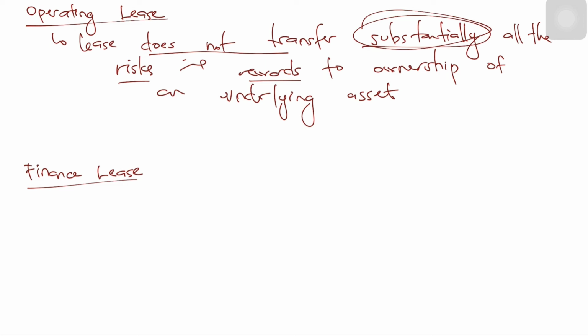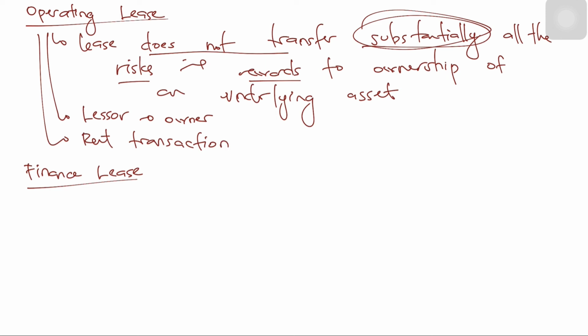Ibig sabihin here, in operating lease, who is the owner? The owner will still be the lessor. Once again, the lessor will still be the owner of the property. Ibig sabihin ngayon, we can safely conclude that operating lease is just a rent transaction, because hindi naman na ipapasa doon kay lessee yung risk and rewards of ownership pagdating sa asset na yun. Okay?